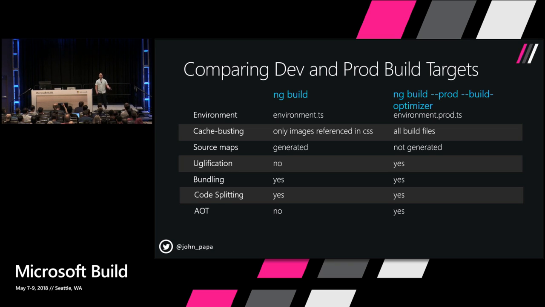AOT, this is something that some of the new frameworks are looking at, called ahead-of-time compilation. What this does is it basically compiles your JavaScript on the server and sends it to the browser so that the browser doesn't have to do the compilation for every user it hits. Again, it significantly speeds up the user experience.